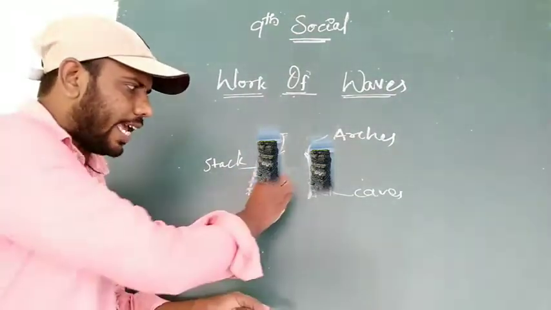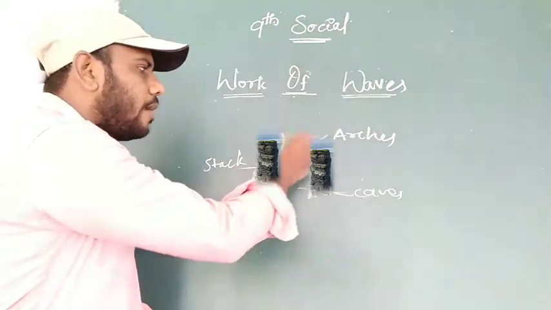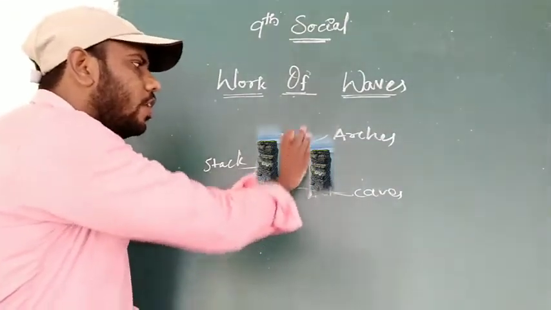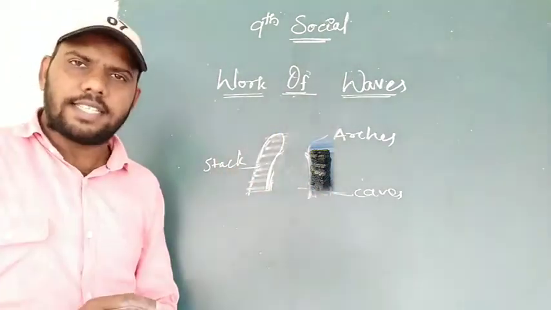So first we understood caves here. After the caves, what formed? Arches. And now the roof has gone, only a wall remaining. The wall we call a sea stack.